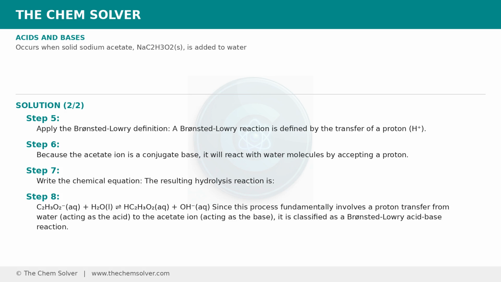Apply the Bronsted-Lowry definition. A Bronsted-Lowry reaction is defined by the transfer of a proton, H+. Because the acetate ion is a conjugate base, it will react with water molecules by accepting a proton.